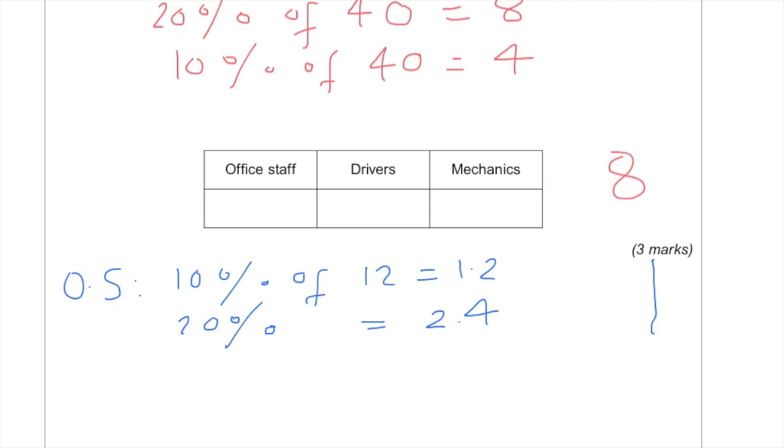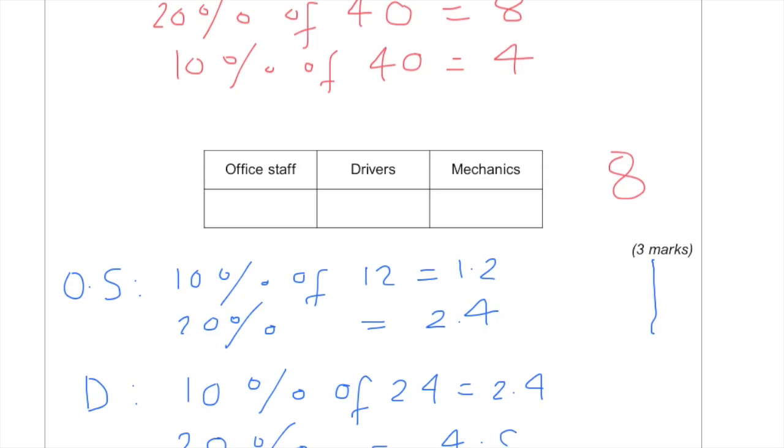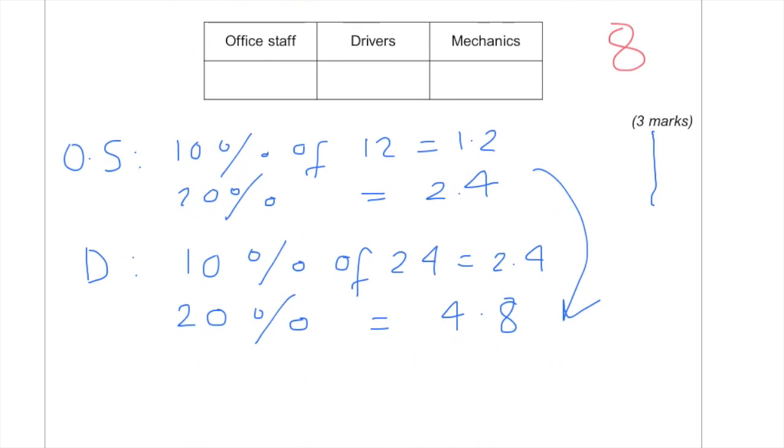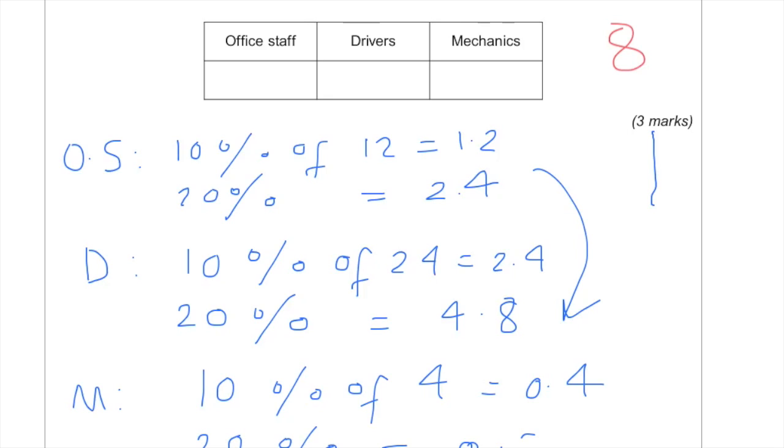For the drivers, we can work out that 10% of 24 is equal to 2.4, so 20% is equal to 4.8, or we could simply have doubled our 2.4 from here. And then finally, with our mechanics, 10% of 4 is equal to 0.4, so 20% is equal to 0.8. There are other ways of working out these numbers as well. So in theory, we need 2.4 office staff, 4.8 drivers, and 0.8 mechanics.